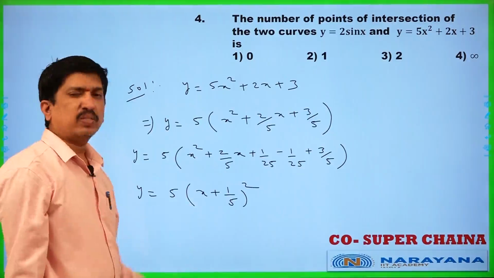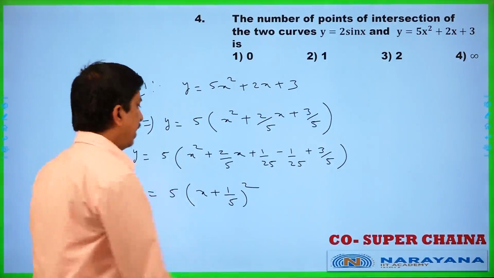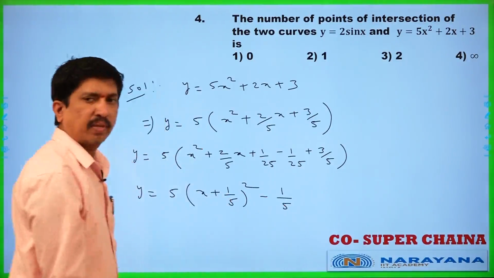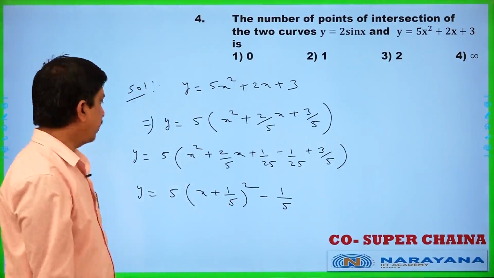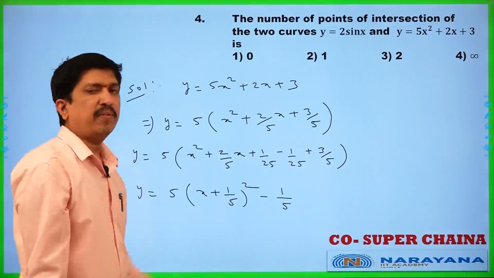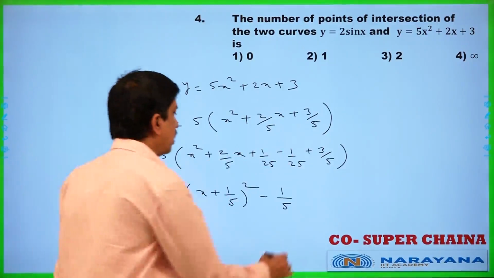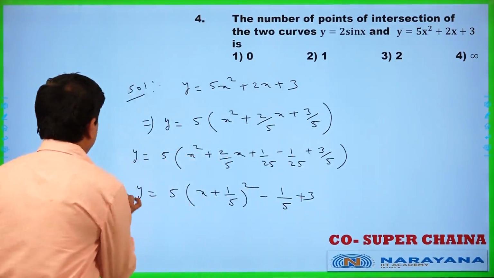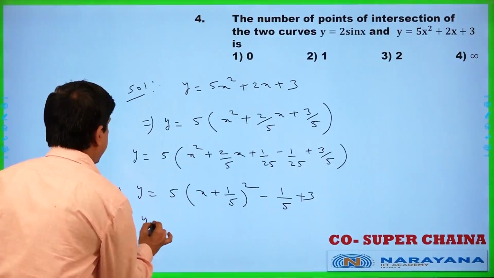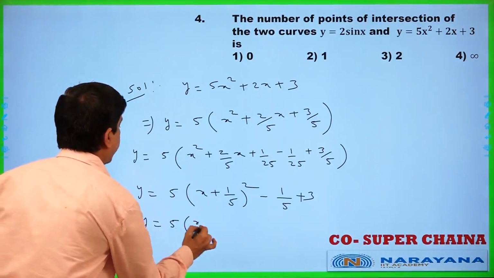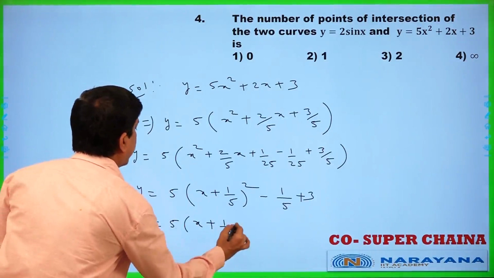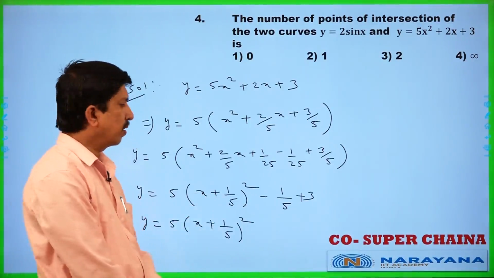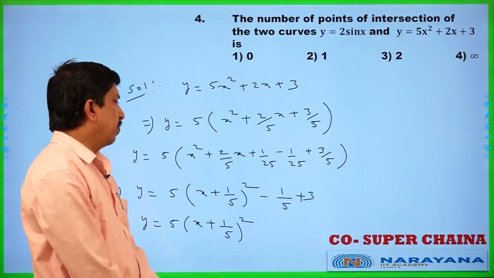5 into minus 1 by 25, that is nothing but minus 1 by 5. 5 into 3 by 5 is nothing but plus 3 only. I will write plus 3. Now, once you observe that, what you will get is y equal to 5 into (x plus 1 by 5) whole square, minus 1 by 5 plus 3.